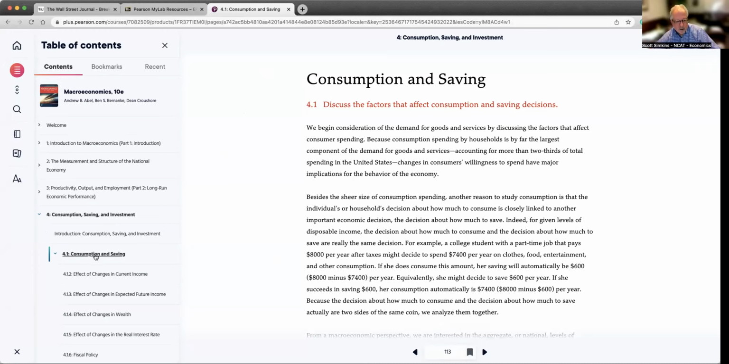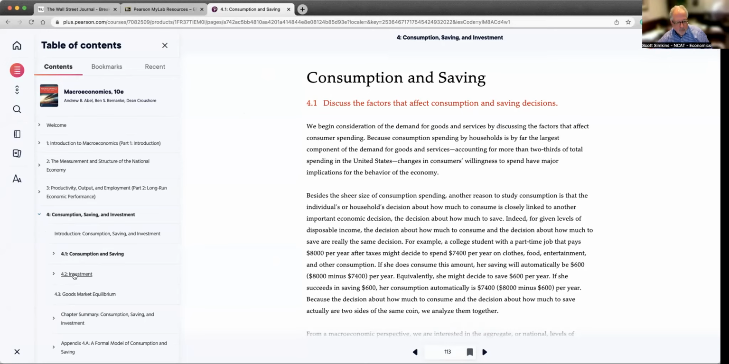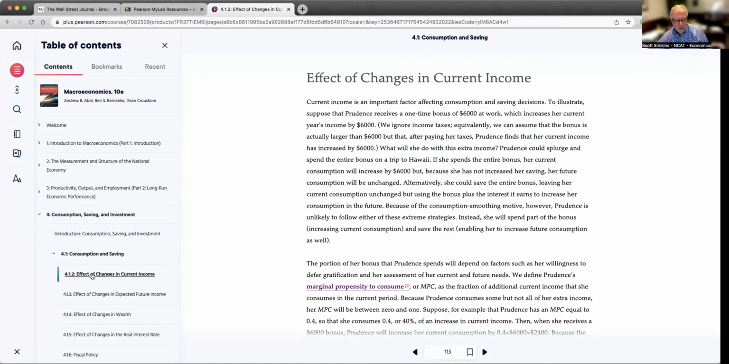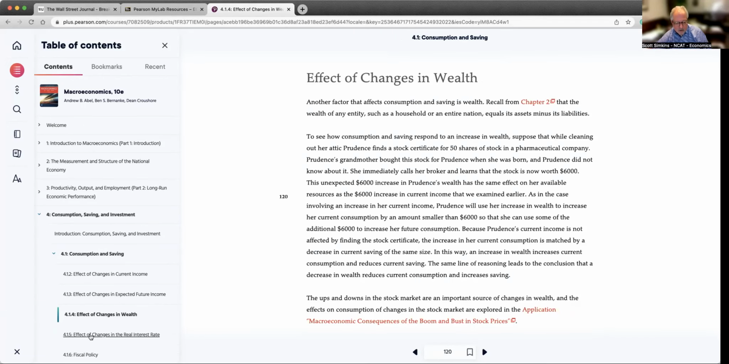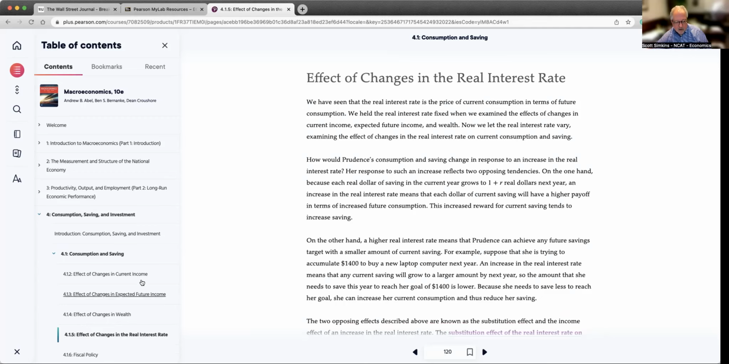Let's just use the consumption and saving part for right now, right? So what are the things that affect consumption and saving? And if we go through each one of those subsections here, we can look at the effects of changes in current income, or changes in expected future income, or changes in wealth, or changes in the real interest rate. The first 3 are things that shift the saving curve.